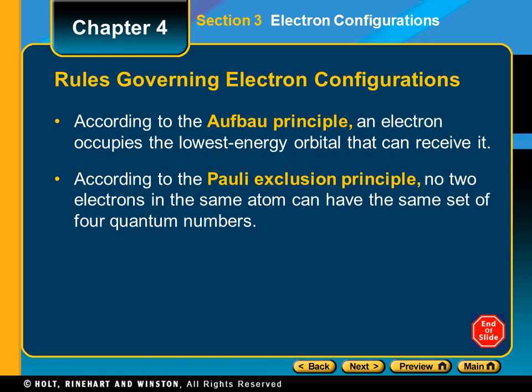And we also follow the Pauli exclusion principle. The Pauli exclusion principle basically states no two electrons in the same atom can have the same set of 4 quantum numbers. So why is this an exclusion principle? What that basically states, guys, is once an electron is in a spot, no other electron can be in that spot.